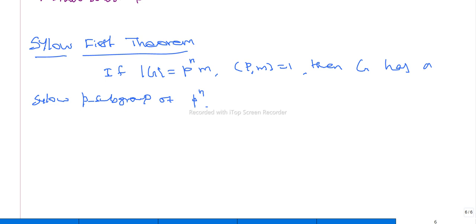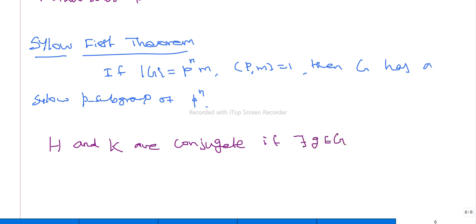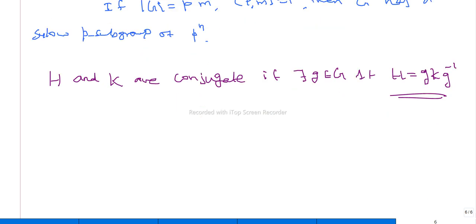Now the second theorem says any two Sylow p-subgroups are conjugate. So what do we mean by conjugate? When we say two subgroups are conjugate, one subgroup can be written as a conjugate of another. For example, H is one subgroup and K is another subgroup. They are conjugate if we can find an element g in G such that H can be written as gKg inverse. If such a g exists, then H and K are conjugate. So Sylow's second theorem says any two Sylow p-subgroups are conjugate. Okay, that is Sylow's second theorem.